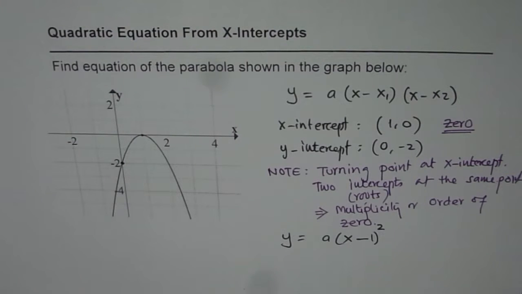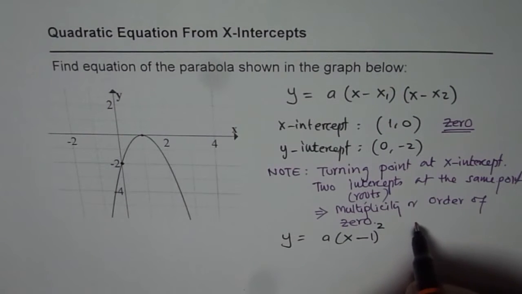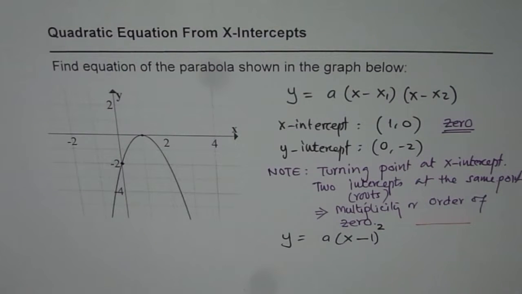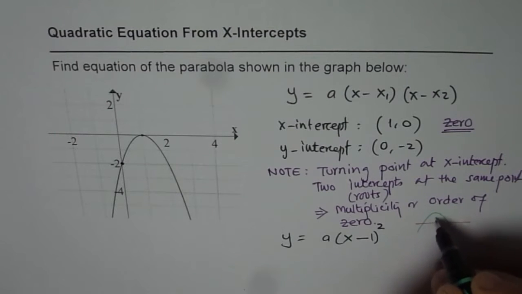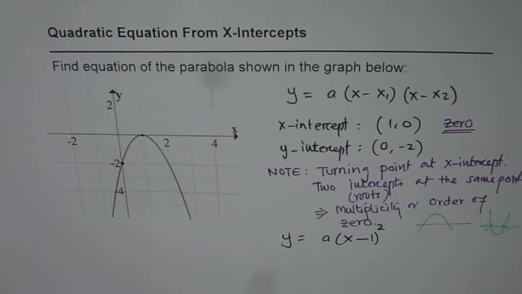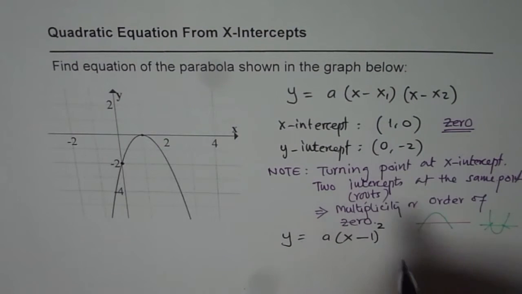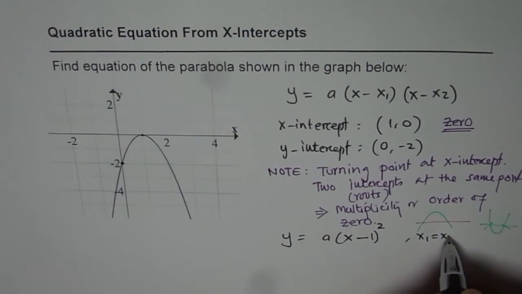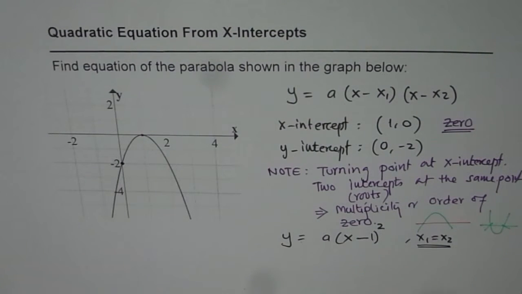that is the reason why it is turning. In the previous examples which you saw with two x-intercepts, the graph was either crossing like a line, do you understand, or like this, where it just crosses. In this case it turns, and therefore there are two x-intercepts at the same point. For such cases we write the equation as y equals a times (x minus x1) squared, right? Because both x1 and x2 are equal. Both are at the same point.